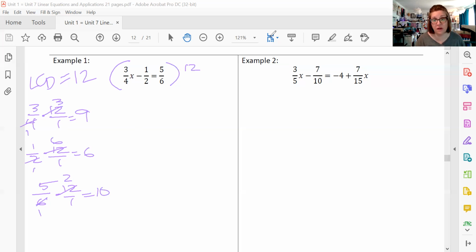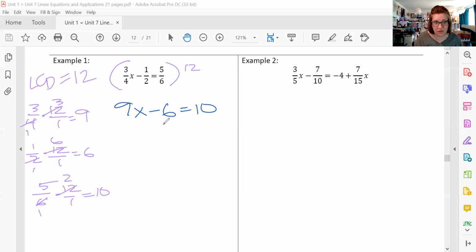So then I'm going to come back over and rewrite my problem. Instead of 3/4, I'm going to say 9. The x stays the same. Minus, instead of 1/2, I'm going to say 6. And that equals, instead of 5/6, 10. So I've kept all the ratios the same. These are still the same amount apart as the fractions are. We're just looking at them as whole numbers, and hopefully 9x minus 6 equals 10 is something that you can really easily solve.